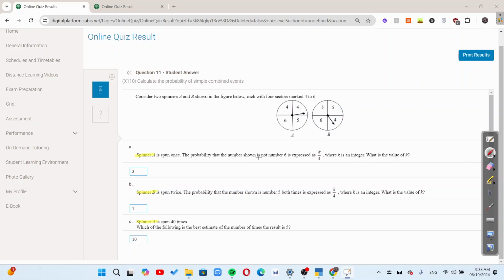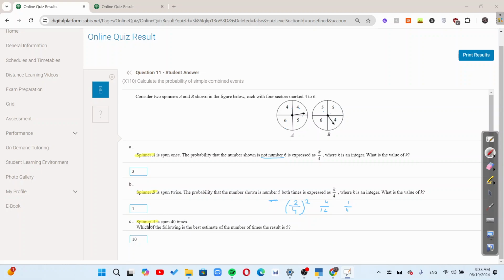So the probability that you get a number that is not 6 in spinner A. We only have one 6. So the chance that you don't get a 6 is 3 out of 4. That one's really easy. Spinner B, you spin it twice. The probability that the number shown is 5. So what's the probability to get one 5? To get one 5, your probability is 2 over 4. Now, if you're spinning it 2 times, you need to square this probability because you're doing it 2 times. You're going to get 4 over 16, which after you simplify is 1 over 4.